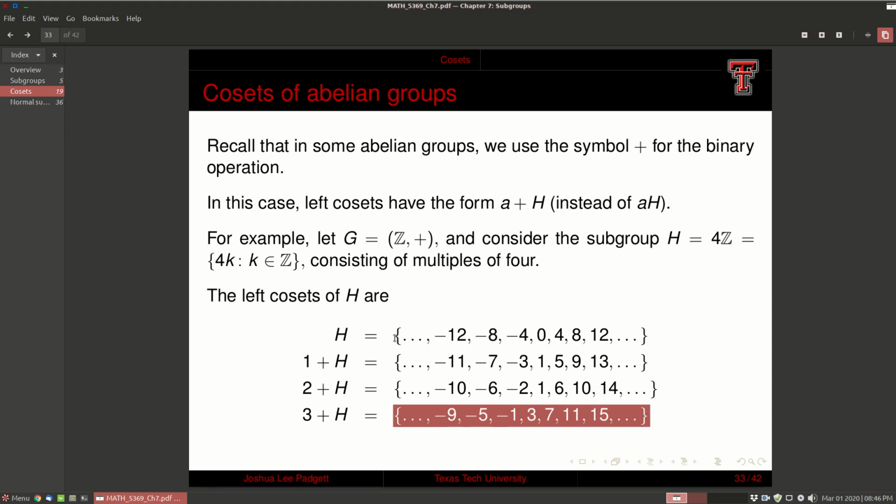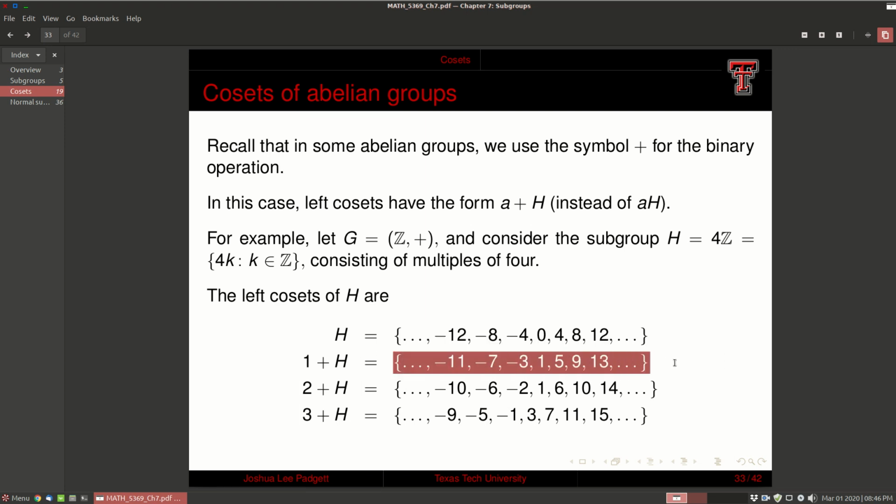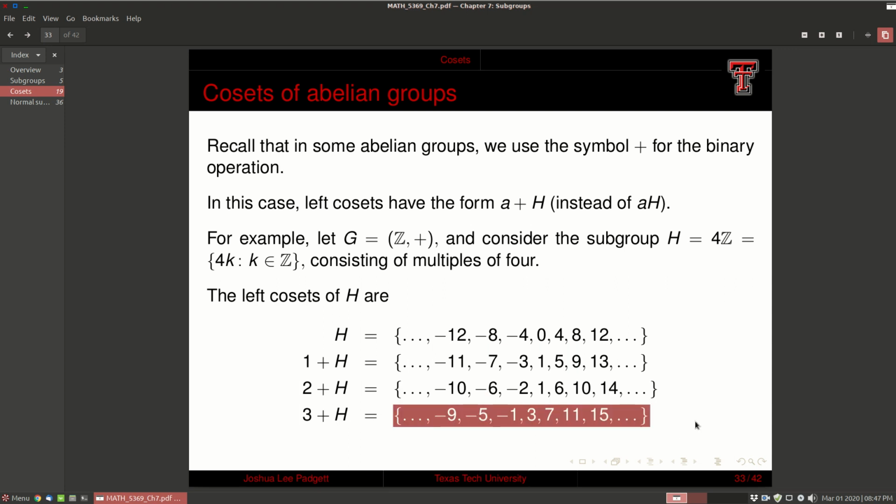And so the idea is I have all the things that have what? Remainder 0, all the things that have remainder 0 after dividing by 4, all the things that have remainder 1 after dividing by 4, all the things that have remainder 2 after dividing by 4, and all the things that have remainder 3 after dividing by 4. And those are my only options.